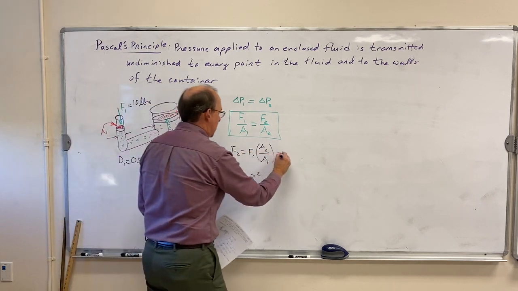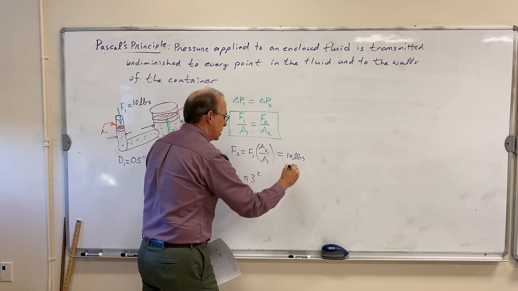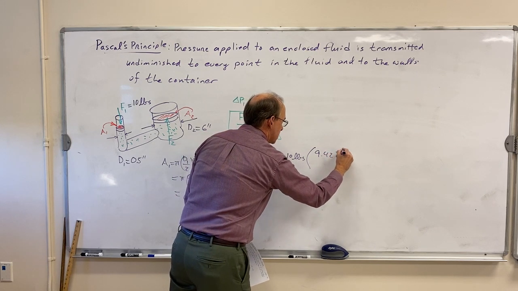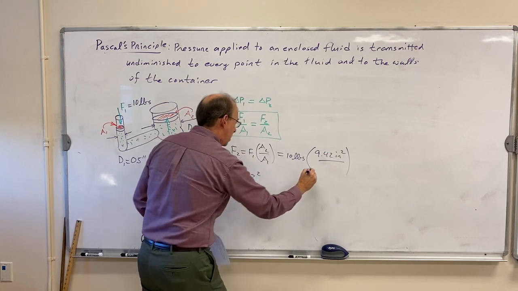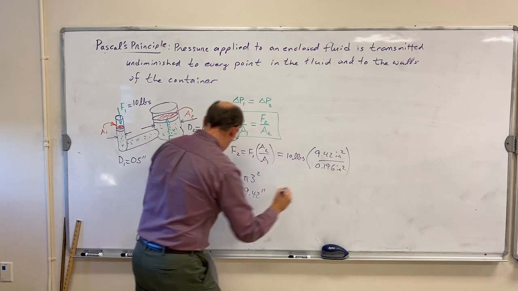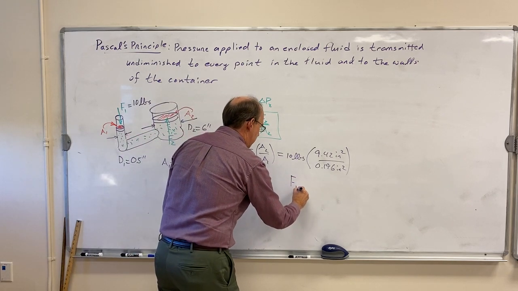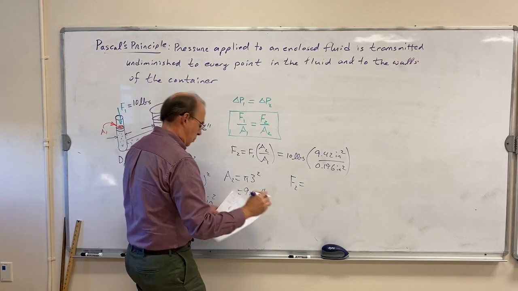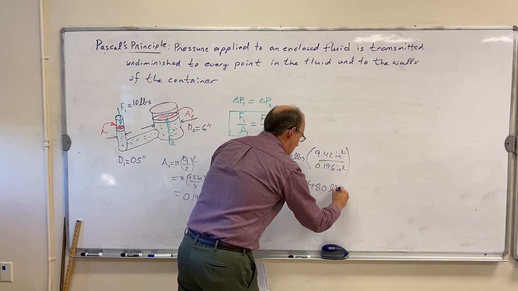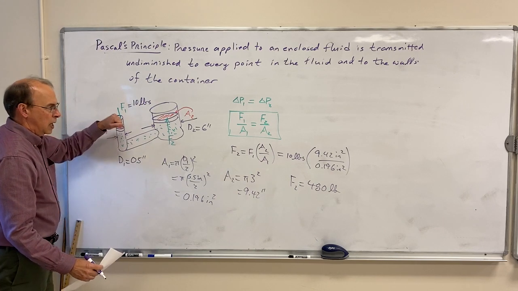So this tells me that my force is the 10 pounds I apply times 9.42 square inches over 0.196 inches squared. This should have been inches squared. So my output force I get, when I apply 10 pounds on one side, I get 480 pounds of force on the other side, just by pushing here.